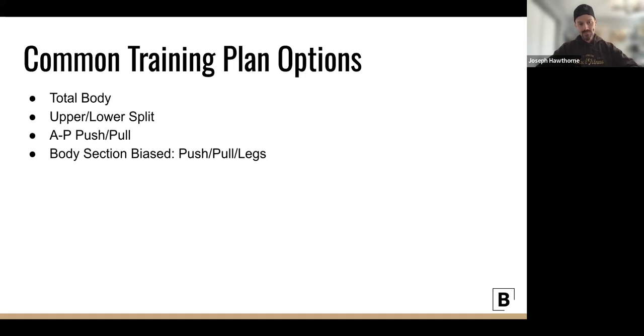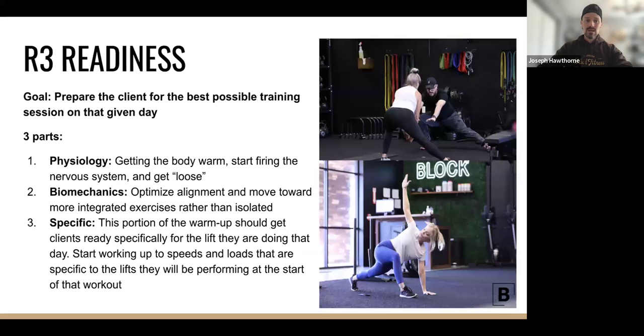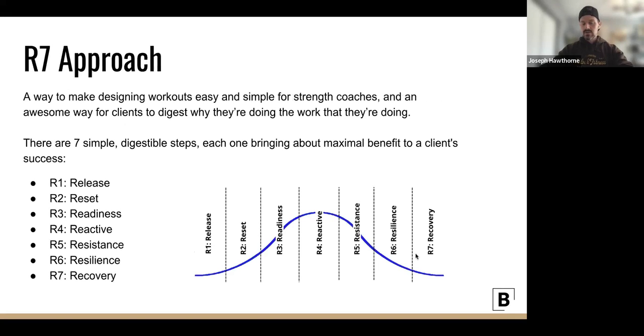So these are your common 4 you're most likely going to see, most likely going to deal with, that work really well for most people. And within that, the beauty is you can still follow for all of those this overall curve, right? The R7 approach to all of it.